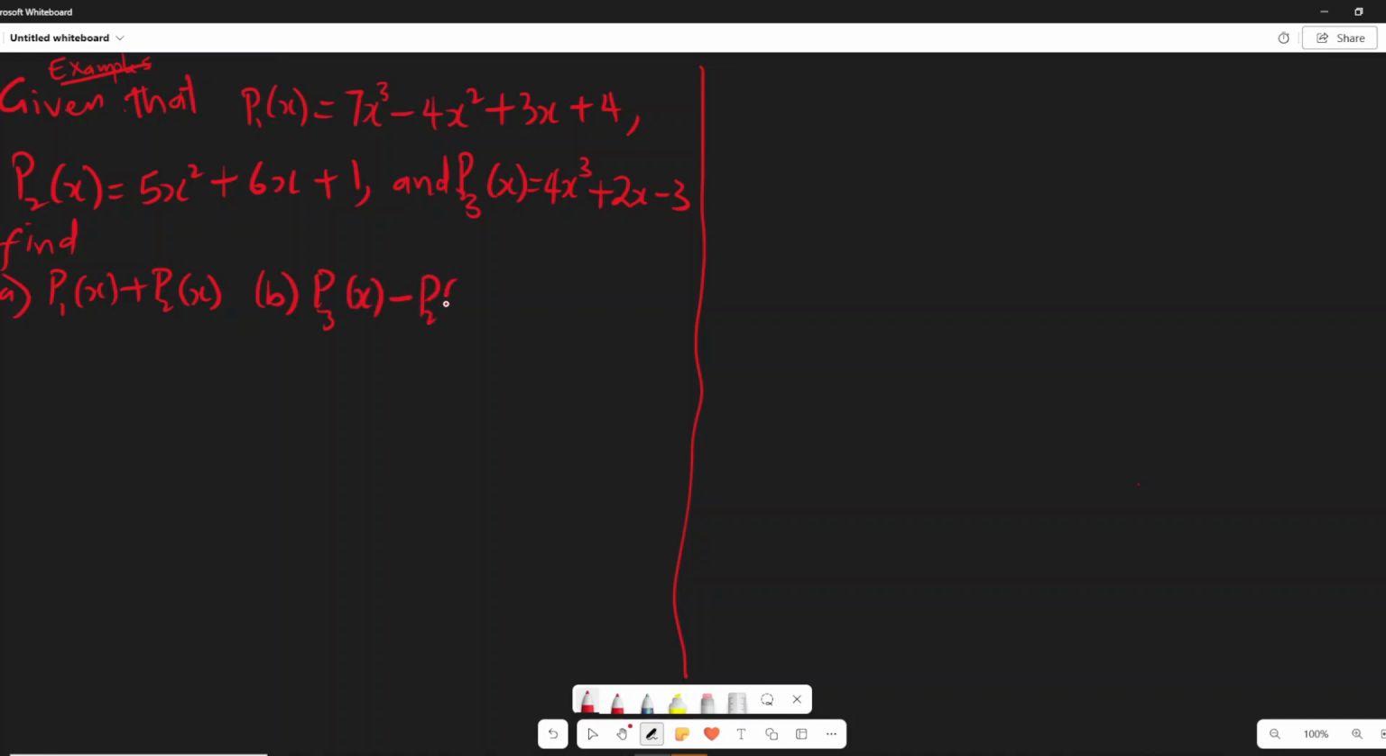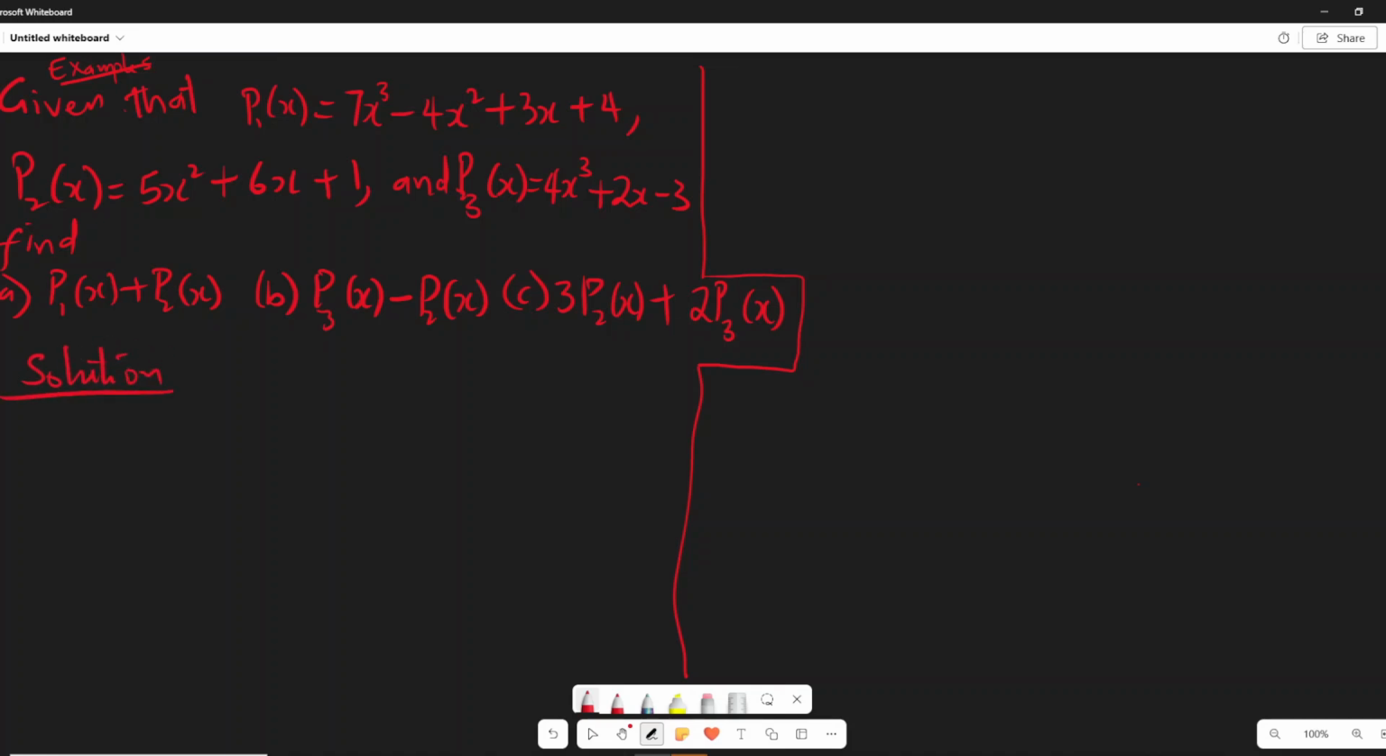Now, the question says find: a, p1 of x plus p2 of x; b, p3 of x minus p2 of x; and c, 3p2 of x plus 2p3 of x. So how do we find the answer to these particular problems?